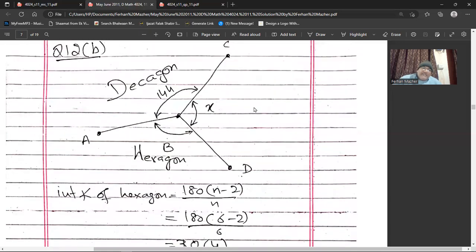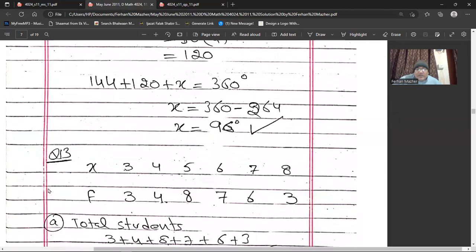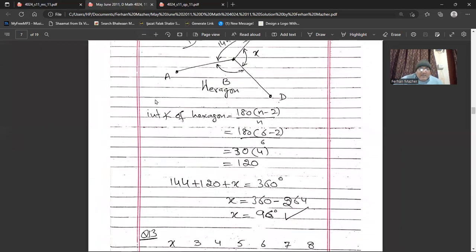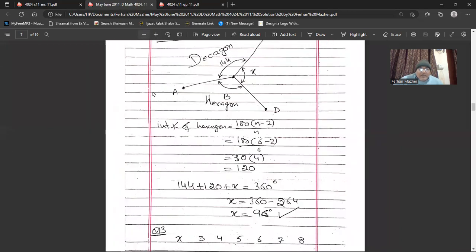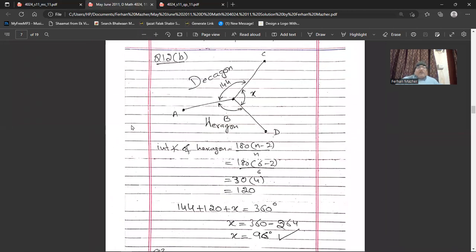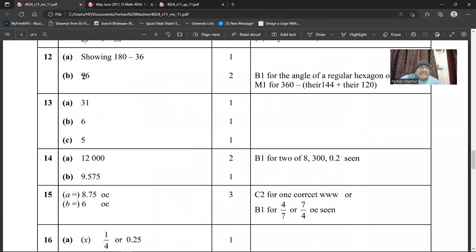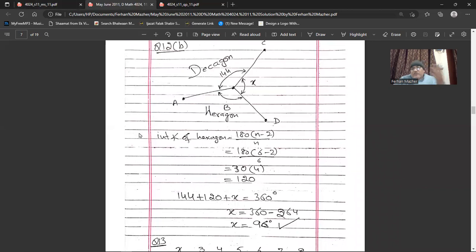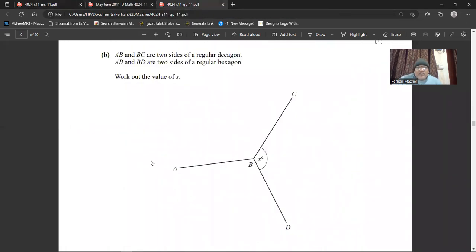So I will add these three, and their sum will be 360 because the angles about a point are 360. So 144 plus 120 plus x will be equal to 360. So x will be equal to 360 minus 264, and that will be 96. So the value of x is 96. Okay, so our answer is right. So this is question number 12B part, and the whole question is showing up on your screen.